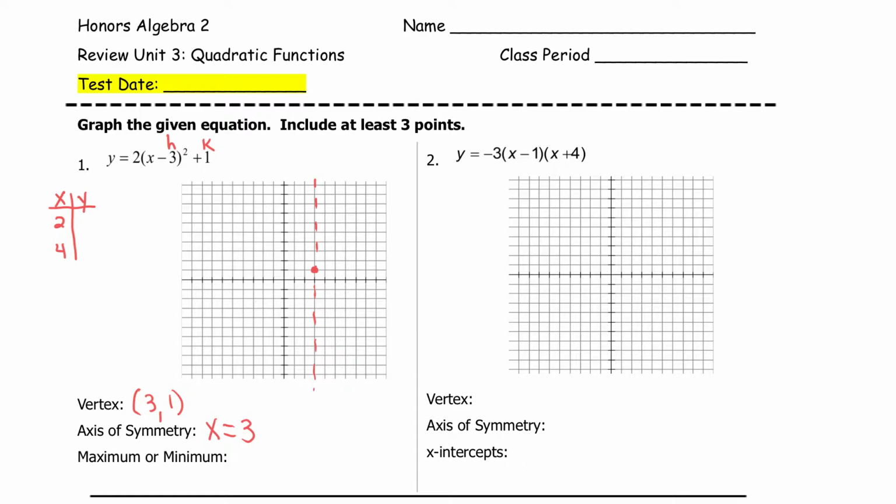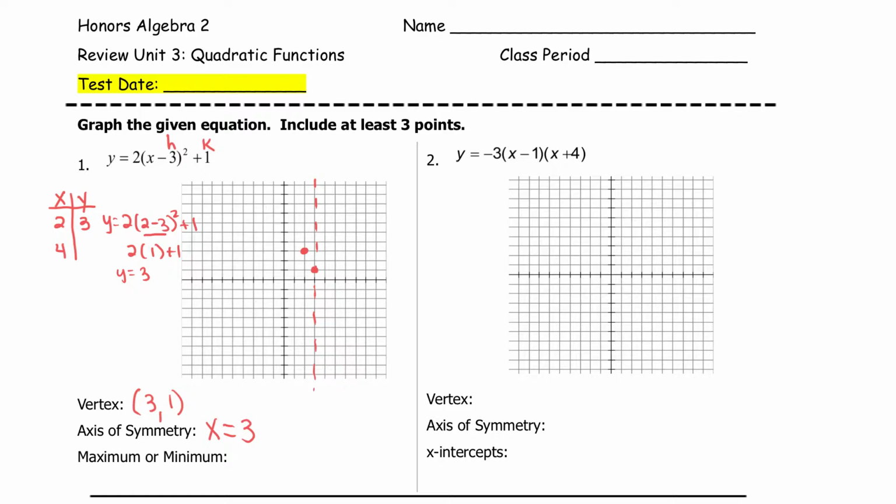So if I plug in a 2 to this equation, I'll have y equals 2 times, plugging in a 2 value for x, so 2 minus 3 squared plus 1. Well, 2 minus 3 is -1. -1 squared is +1. So then you're going to have 2 times +1 plus 1. So that would be 2 plus 1, which is 3. So your y value is 3 when your x value is 2. So let's go ahead and graph that. That's going to be right here.